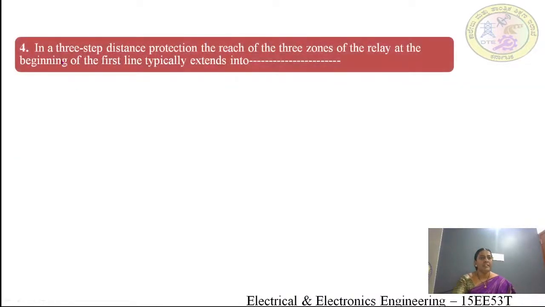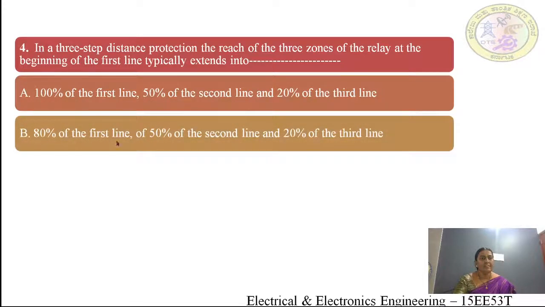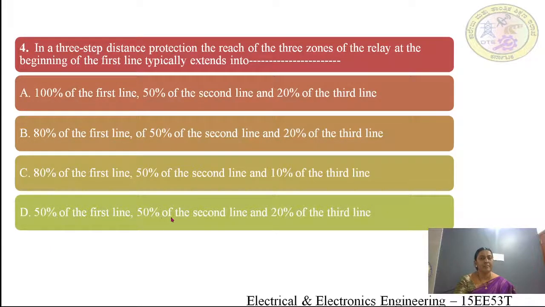Fourth one, in a three-step distance protection, the reach of the three zones of the relay at the beginning of the first line typically extends into: 100% of the first line, 50% of the second line, and 20% of the third line; 80% of the first line, 50% of the second line, and 20% of the third line; 80% of the first line, 50% of the second line, and 10% of the third line; 50% of the first line, 50% of the second line, and 20% of the third line.